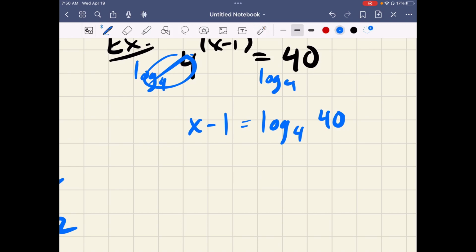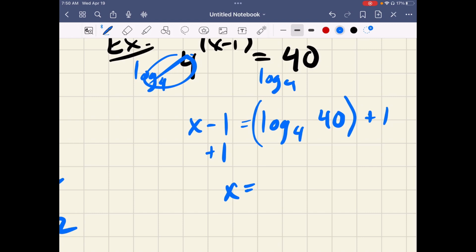But I'm going to go back to my equation. I'm going to solve it just like normal. I'm going to add 1 to both sides, and remember, make sure you put that log base 4 of 40 in parentheses if you type it in the calculator so it knows that we're only doing log base 4 of 40, and then whatever that number is, we're going to add 1 to that. So that gives me x equals, and now I'm going to go use my calculator to calculate that.